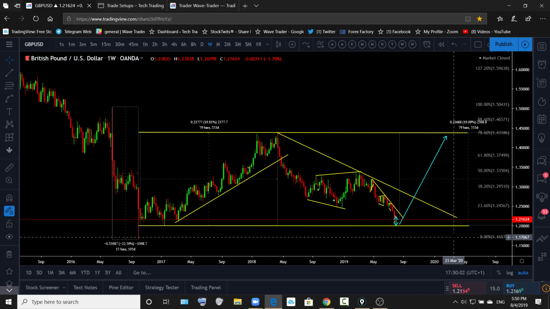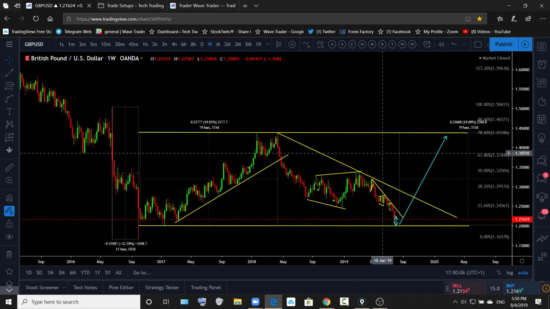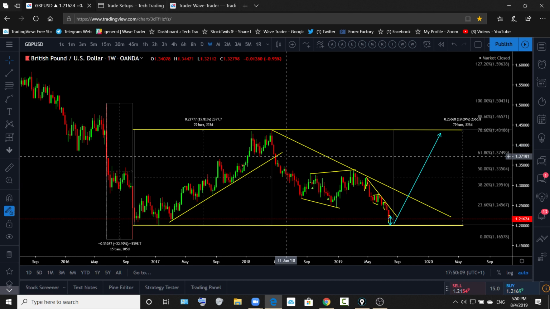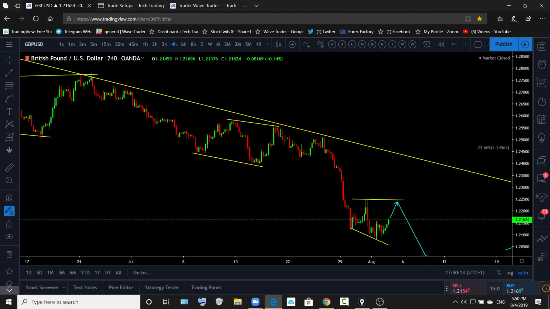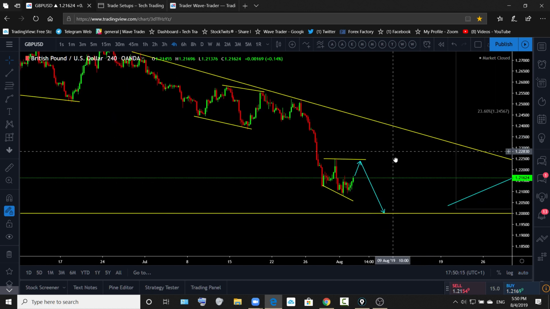When it goes up, there will be price action. Currently we don't have price action for a buy on the pound, and the pound is still under pressure and still pushing lower.